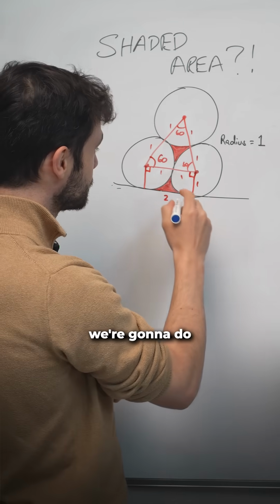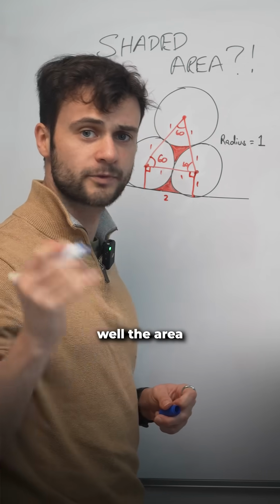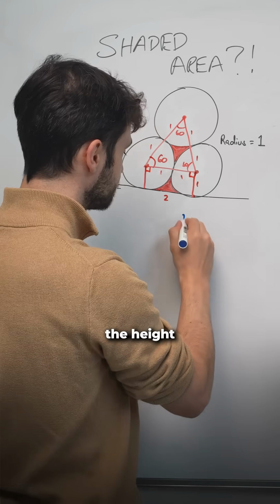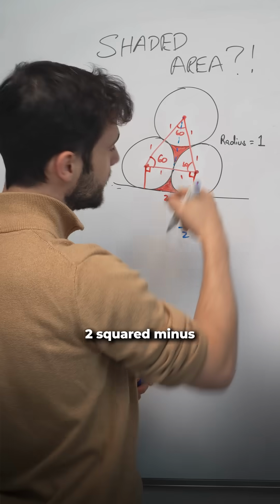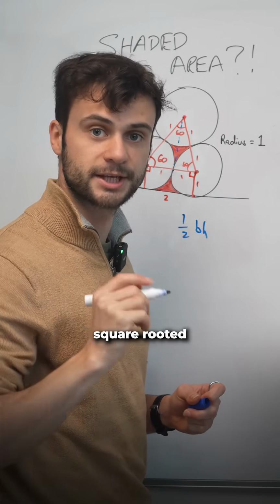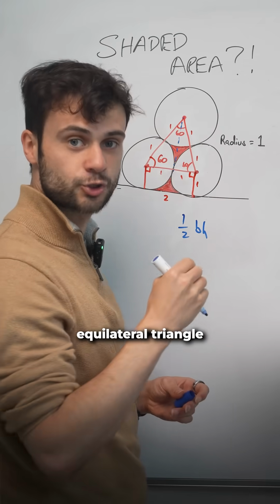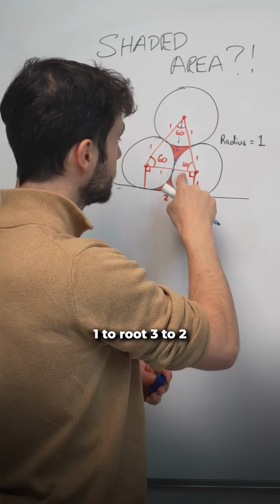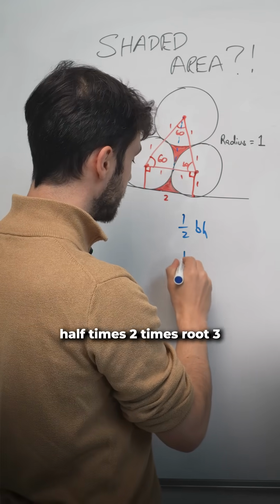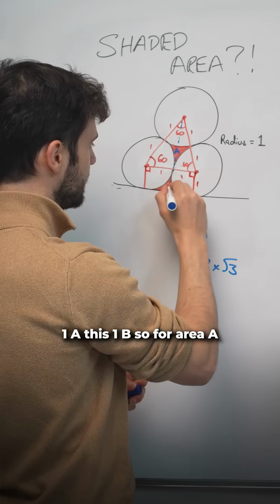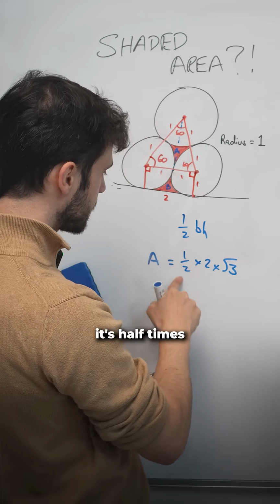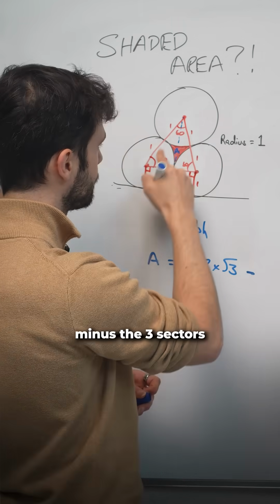So the way that we're going to do that, we'll start with a triangle. Well, the area of the triangle is half the base times the height. The base is 2. The height, well, we're going to have to do 2 squared minus 1 squared, square rooted. It's going to be root 3. Sides of an equilateral triangle are always in the ratio 1 to root 3 to 2. So it's going to be half times 2 times root 3. If we just called this one A, this one B. So for area A, it's half times 2 times root 3 minus the 3 sectors.